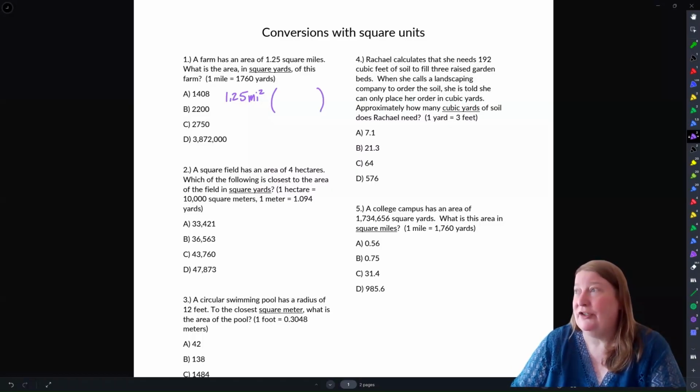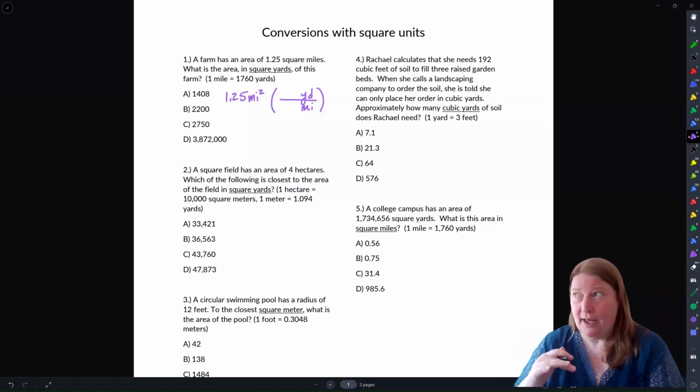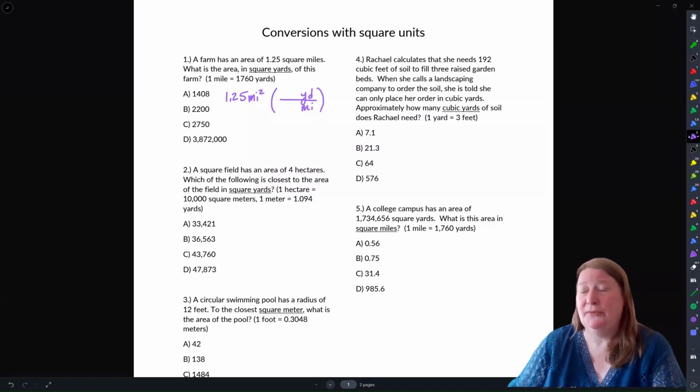So I'm going to make my conversion factor. I'm getting rid of miles, so I put miles on the bottom. I want to have my answer in yards, so I'm putting yards on top. I want this conversion factor to be equal to 1, so I need to make sure the numerator and denominator are equal to each other. So 1 mile equals 1760 yards.